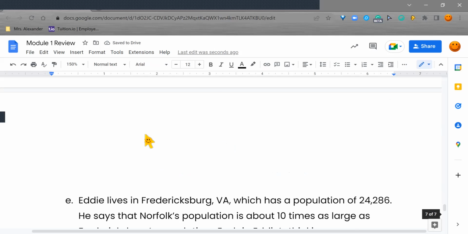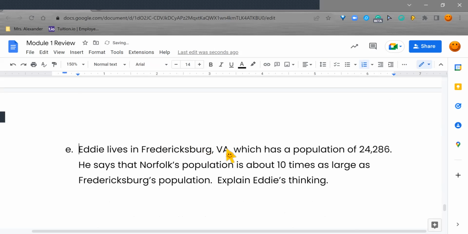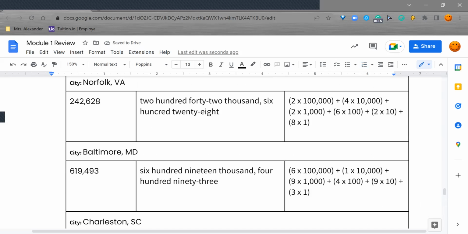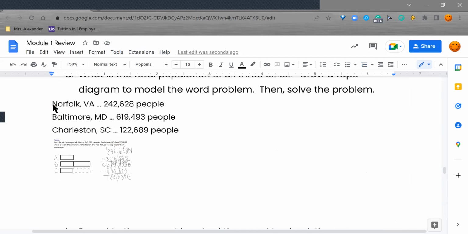Now here's the last thing we have, our last one. Eddie lives in Fredericksburg, Virginia, which has a population of 24,286. He says Norfolk's population is about 10 times as large as Fredericksburg's population. Explain Eddie's thinking. So the first thing I have to know is what is Norfolk's? We know that. We know this because we had it up here. So I'm going to go all the way up to here where I have it right here.